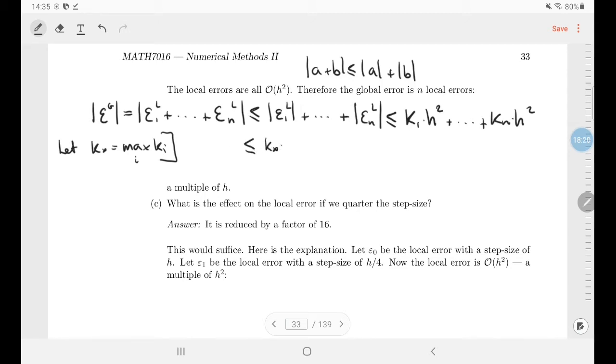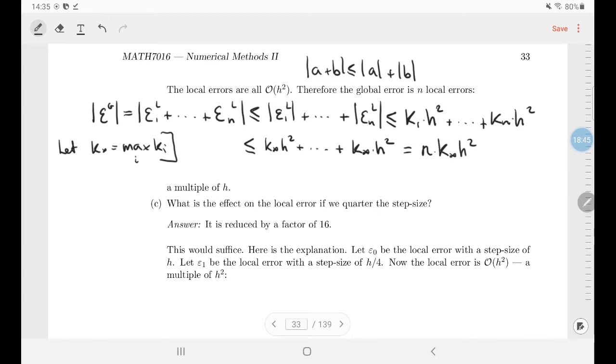k star h squared. That's the first one. The first local error is less than the biggest local error. Dot, dot, dot. All of them are less than the biggest local error. And how many terms are there? Well, there's 1 to n, so there are n of them. So this is equal to n times k star h squared.